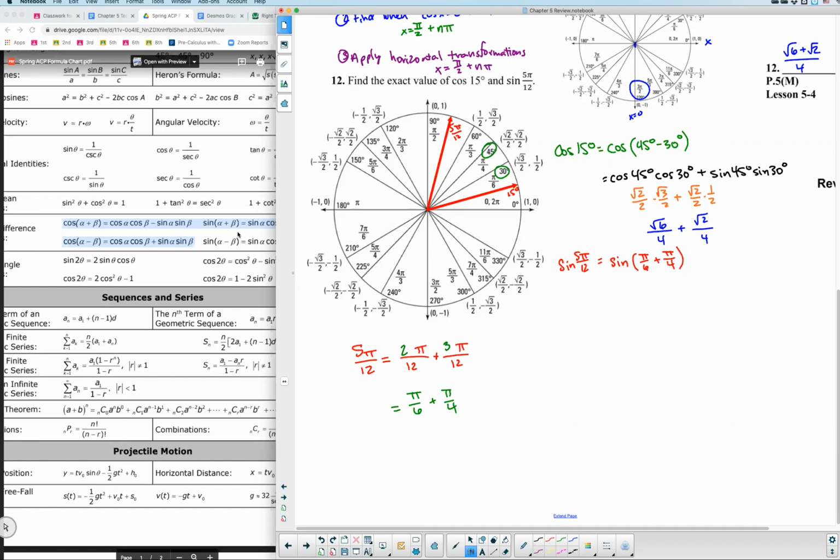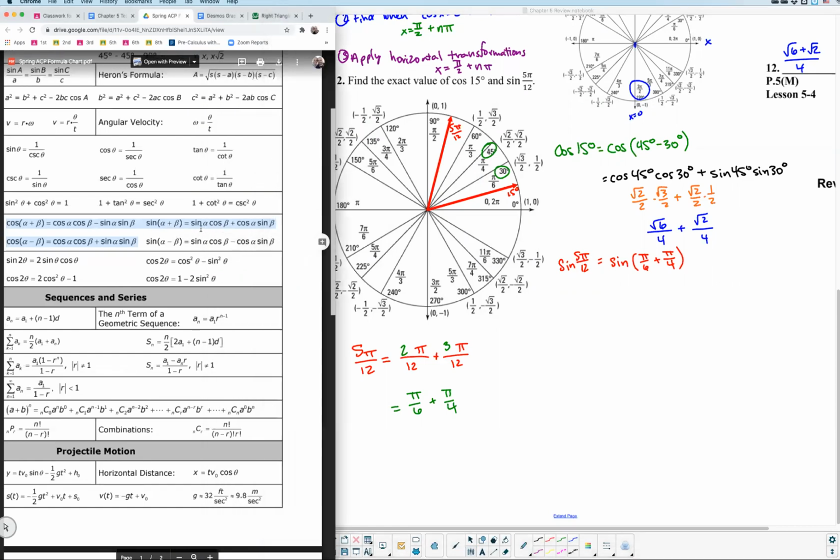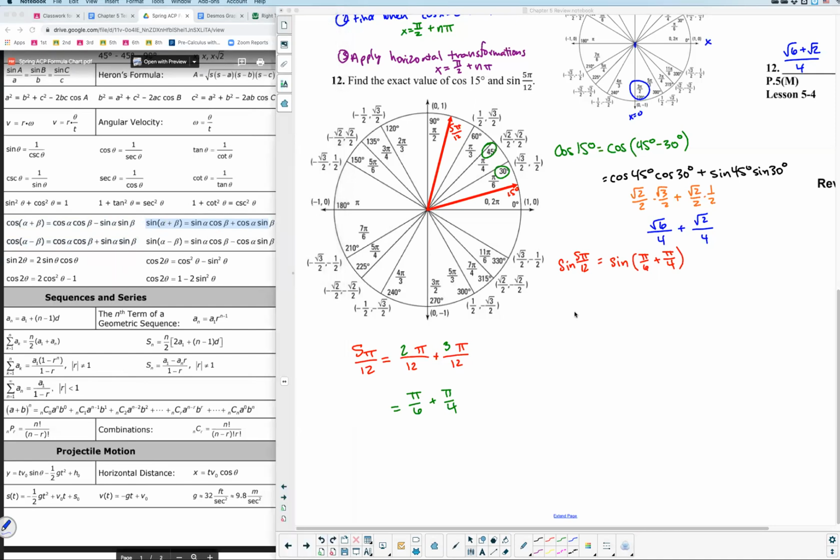Come over here to my formula. I'm now going to use this formula because I'm adding the two angles. And so we'll say sine of pi over 6, so sine of A, pi over 6, times the cosine of B, cosine of pi over 4, plus cosine A times sine of B, pi over 4.